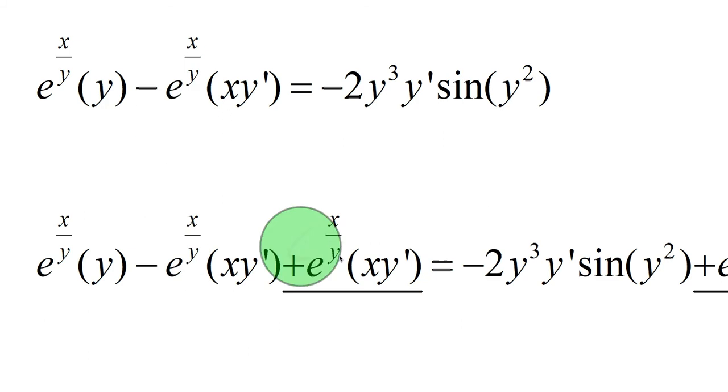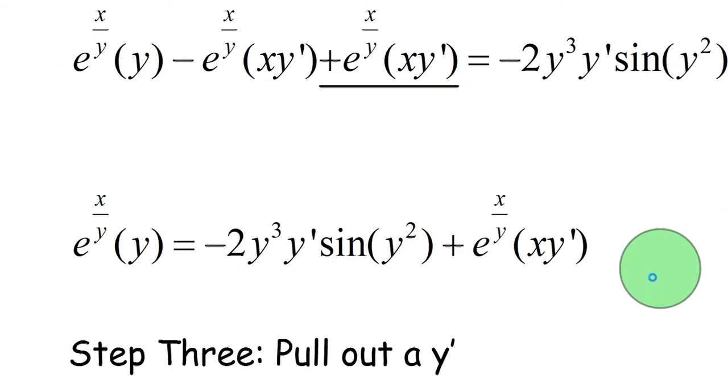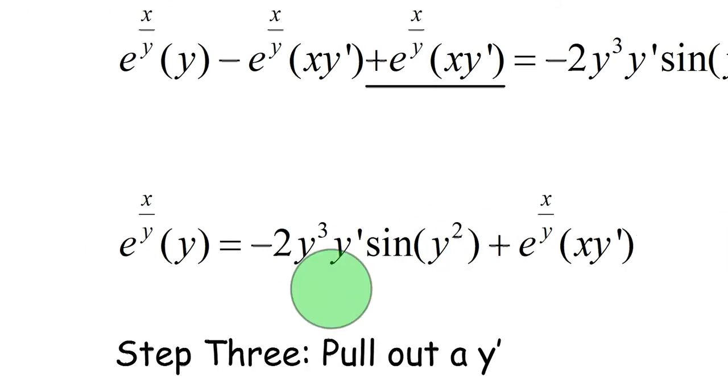So I'm going to add this to both sides. Okay, sometimes I just add it on the same line. It's the same thing. And when I do that, again, we have both terms with a y prime on the same side of the equation. And it's only two terms.